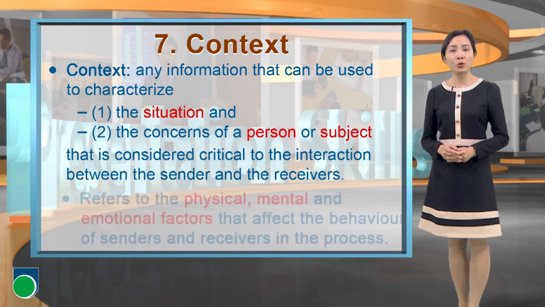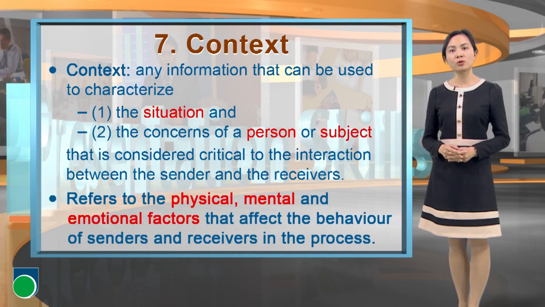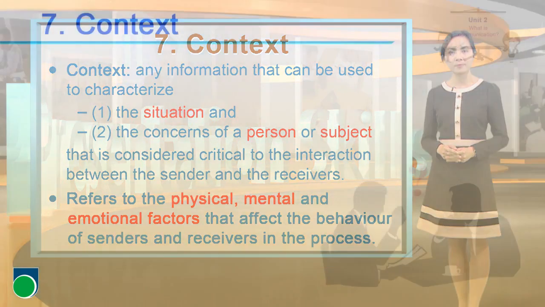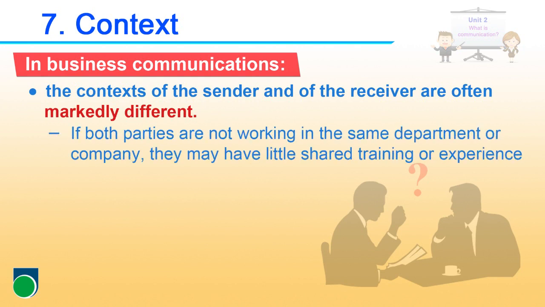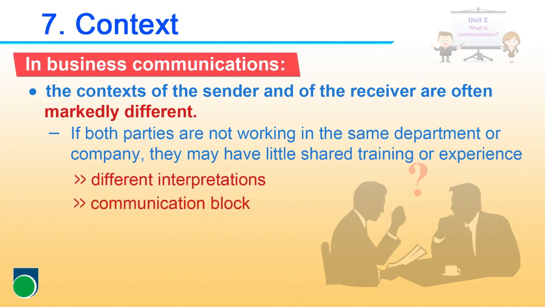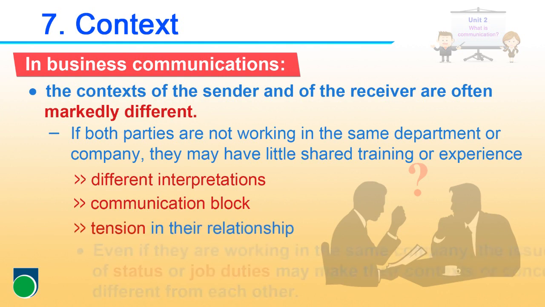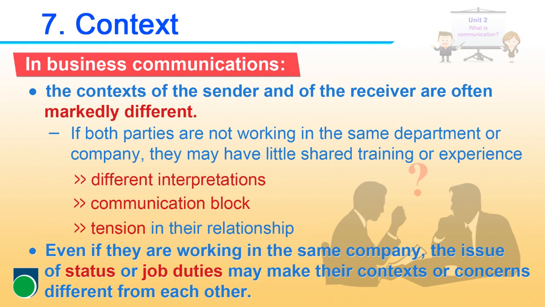Context, in other words, refers to the physical, mental, and emotional factors that affect the behavior of senders and receivers in the communication process. In business communications, the context of the sender and of the receiver are often markedly different. If both parties are not working in the same department or company, they may have little shared training or experience, leading to different interpretations. A communication block may develop, and this, in turn, may create tension in their relationship. Even if they are working in the same company, the issue of status or job duties may make their contexts or concerns different from each other.